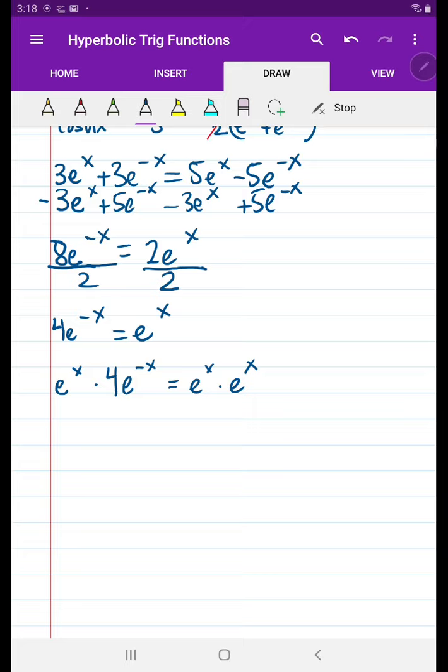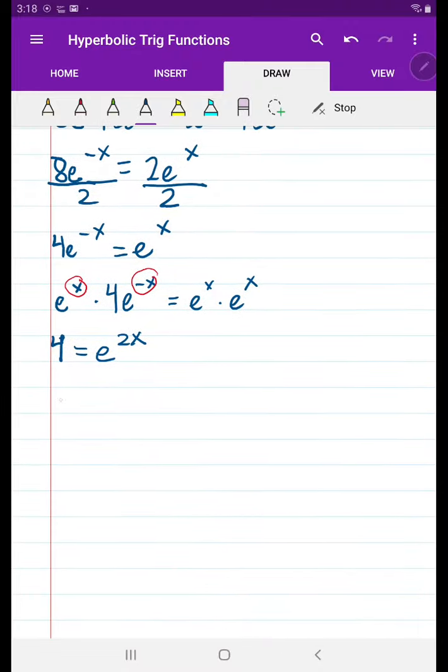On the left side, I'm going to have this 4. But then if I multiply this e to the x and e to the negative x, those have the same base, and I can add those exponents. If I add an exponent of x plus negative x, that equals 0, so that cancels out. That just turns into e to the 0, which is just 1. So really all I have left on the left side is 4, and on the right side, that's just going to turn into e to the 2x.